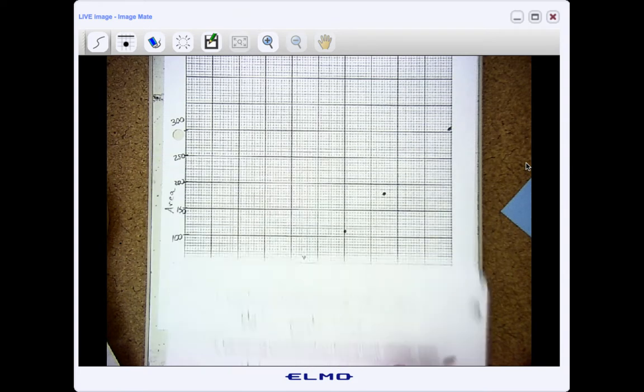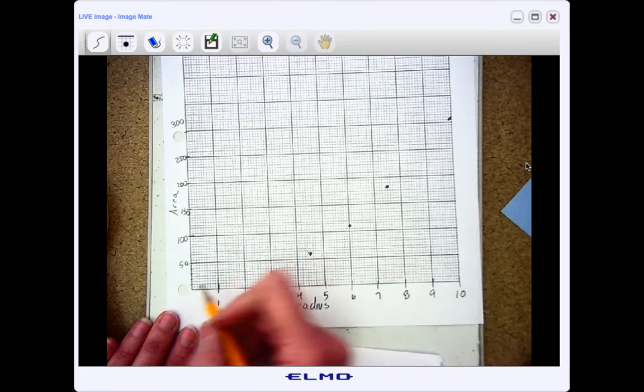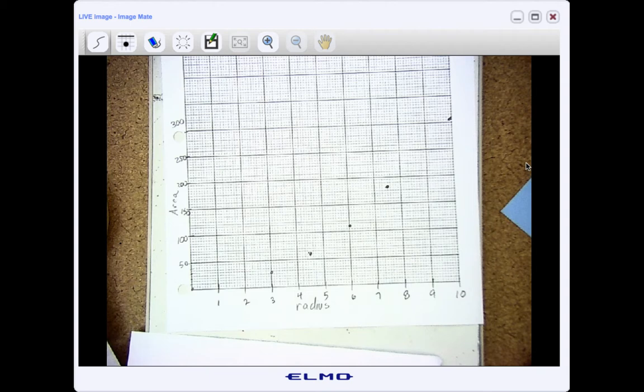All right, so I'm going to give you a chance to do that. Hopefully I already kind of answered that question. It should go through 0, 0 because if you had a radius of 0, it would have no area. So I'll give you a chance to do a curve.